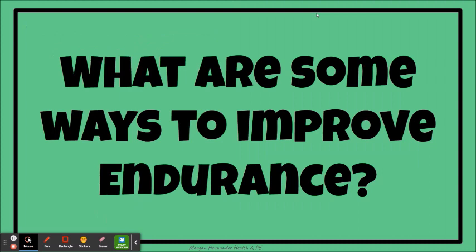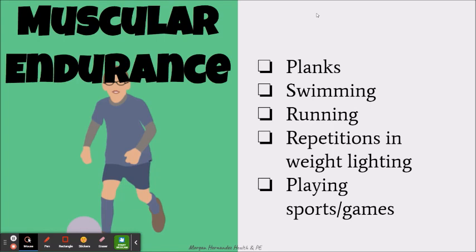What are some ways to improve endurance? And specifically, muscular endurance: planks, swimming, running, repetitions in weightlifting, and playing sports and games. Now, whenever you're holding a plank for a long period of time, you are improving your muscular endurance. Whenever you are swimming, you're also improving your muscular endurance because you are swimming for a long period of time.